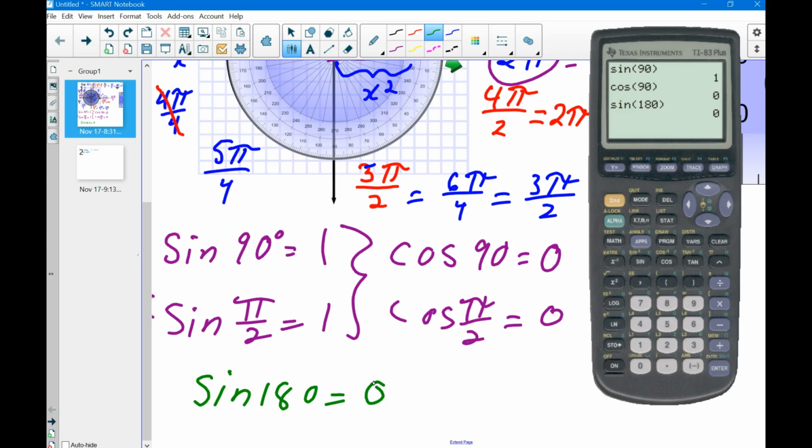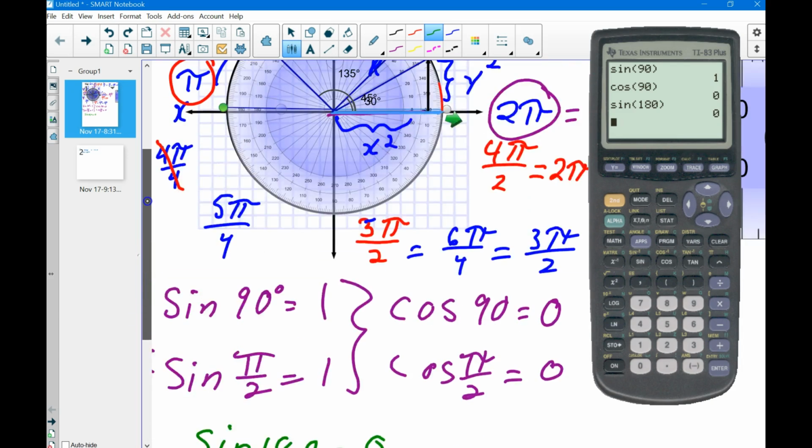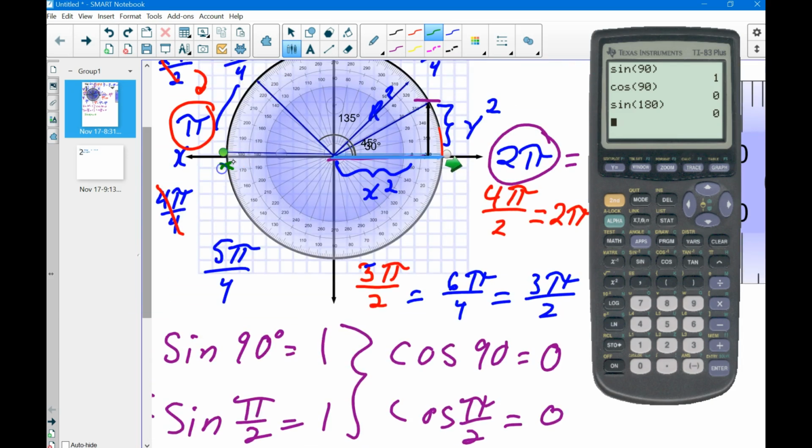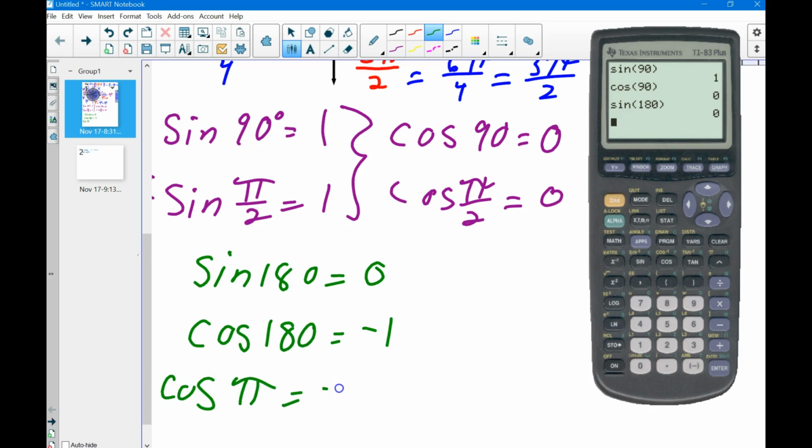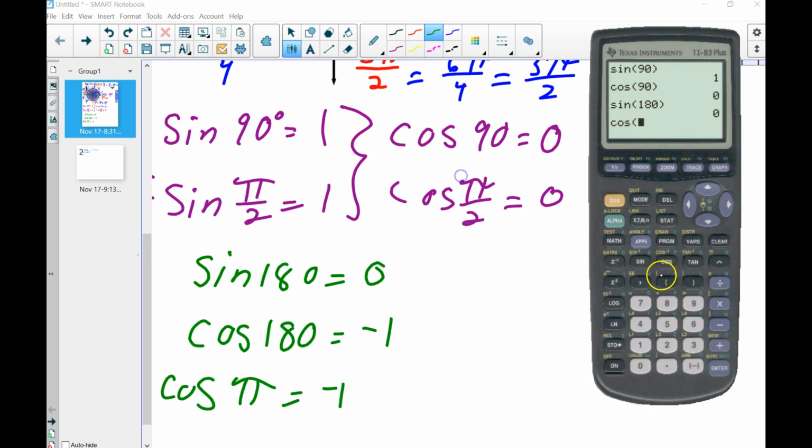How about the cosine of 180 degrees? You're thinking, oh, you know the answer just now before I can write it down, because you know that the cosine is right here, and it's going to be minus 1. So the cosine of 180 is minus 1, or cosine of pi is minus 1. So let's try that. Cosine 180 equals minus 1.